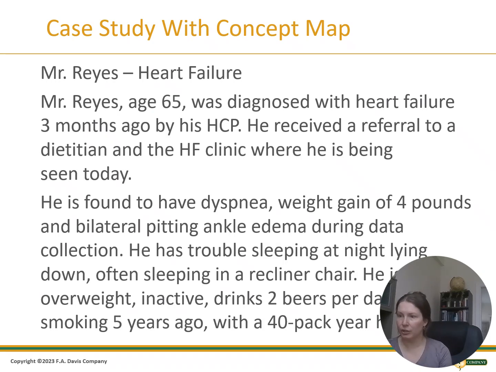We have Mr. Reyes, a 65-year-old with heart failure that was diagnosed 3 months ago by his healthcare provider. He received a referral to a dietitian and a heart failure clinic where he is being seen today. Today he comes in with dyspnea, a weight gain of 4 pounds, bilateral pitting ankle edema, and trouble sleeping at night, so he's often been sleeping in a recliner chair. He's 50 pounds overweight, inactive, drinks 2 beers per day, and quit smoking 5 years ago with a 40-year pack history.